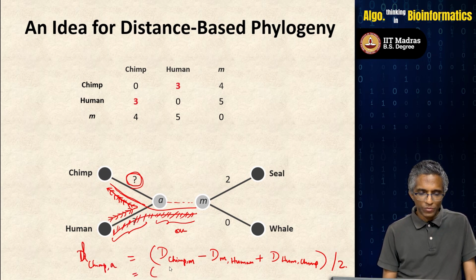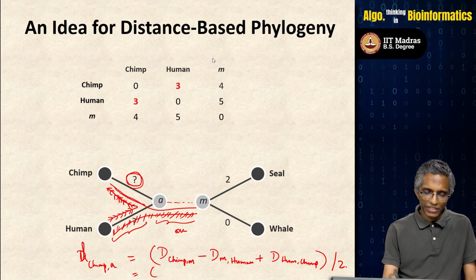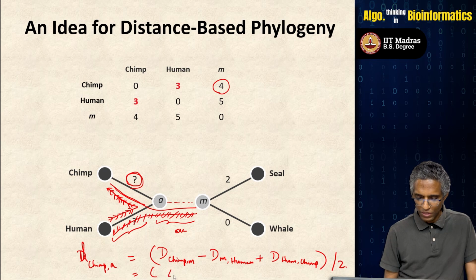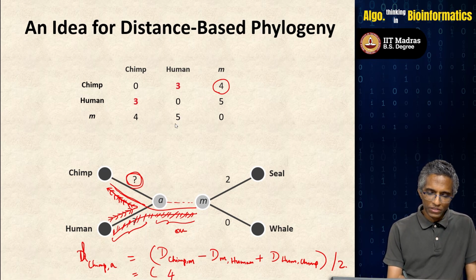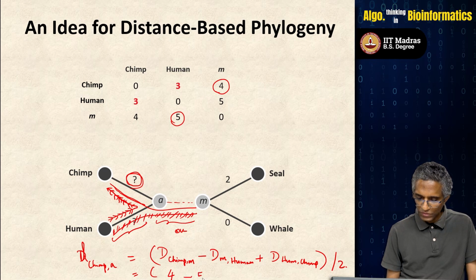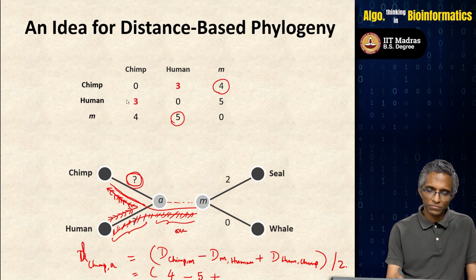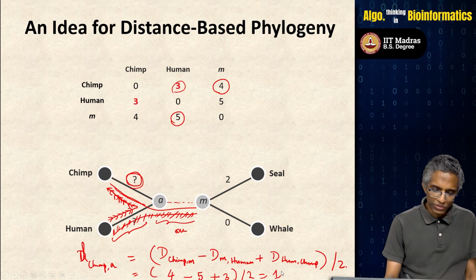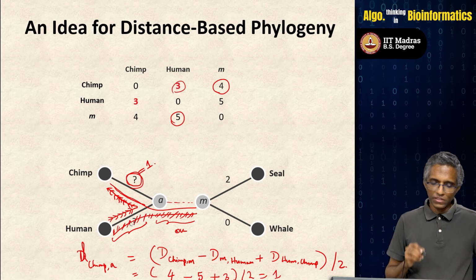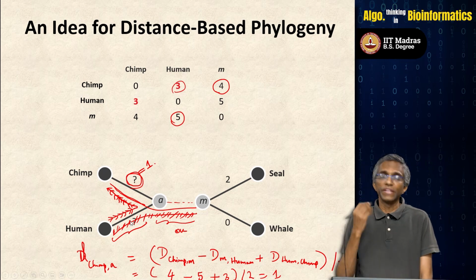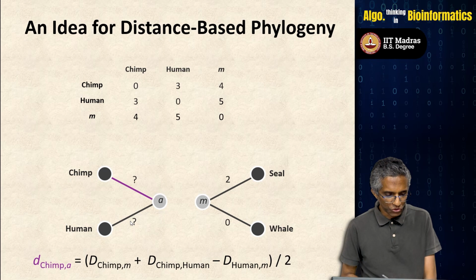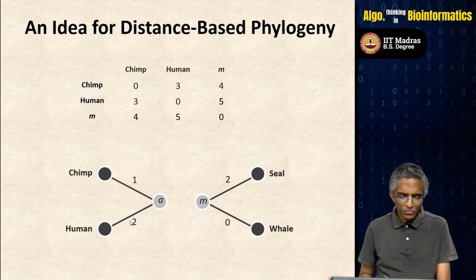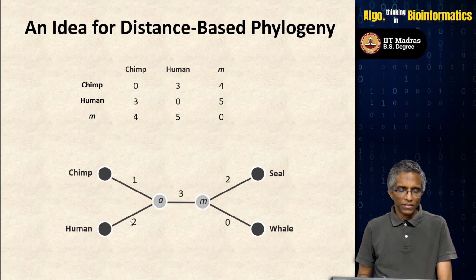So, D chimp comma M, we know this matrix. D chimp comma M is 4, D M comma human is 5, plus D human comma chimp is 3, we know, divided by 2, which is equal to 1. Okay. So, this question mark is going to be equal to 1, because of that this other question mark will be 2. So, both of them add up to 3. This is exactly shown here. This will be 1 and so this will be 2, and then based on that this final link can be added, which will be 3.